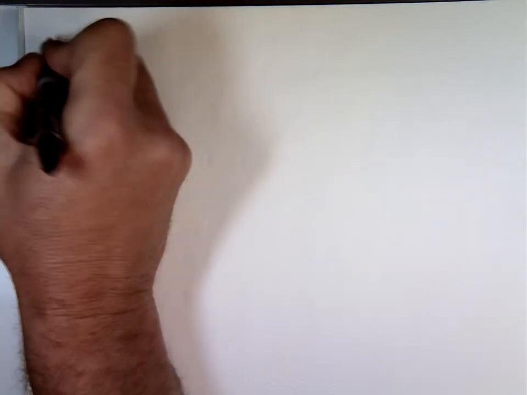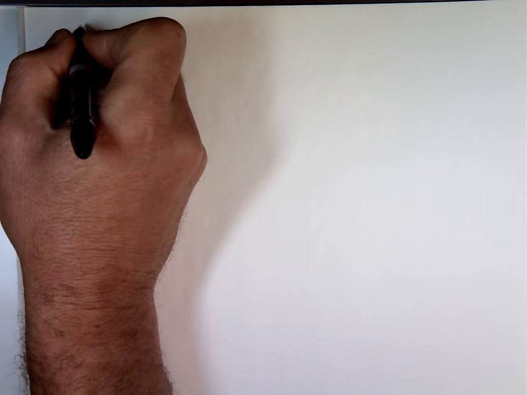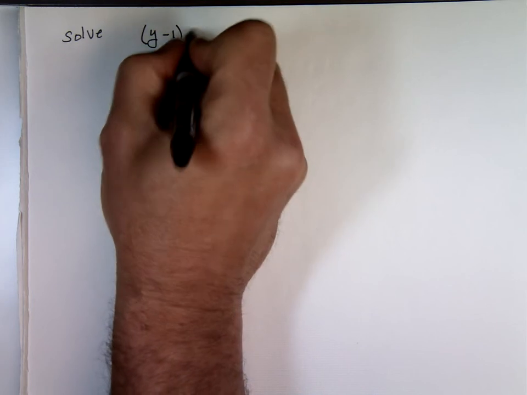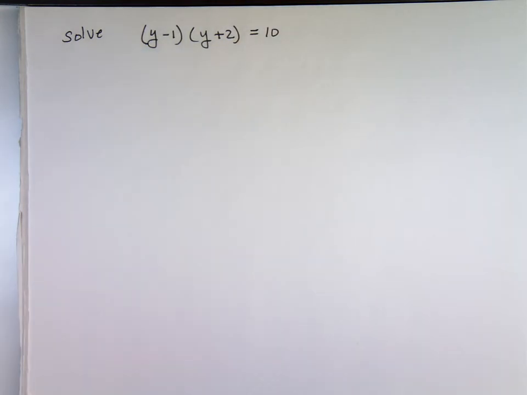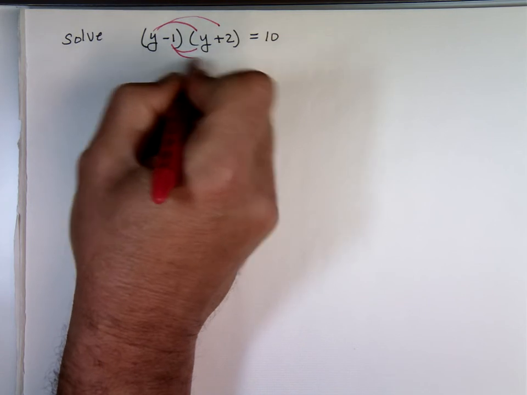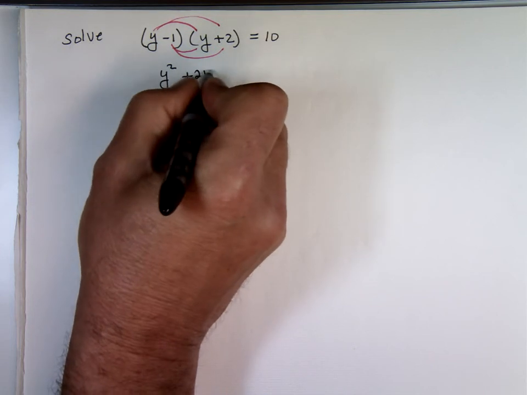Solve y minus 1 times y plus 2 equals 10. Now, again, we have to move everything to one side and clean it. Right now it looks like a mess. So I have to FOIL this one. And if I FOIL that, that's y squared plus 2y minus y minus 2 is equal to 10.